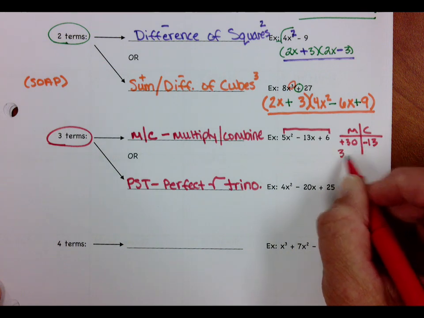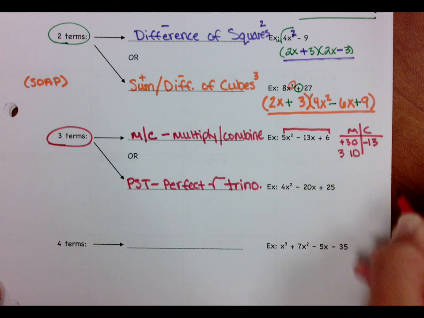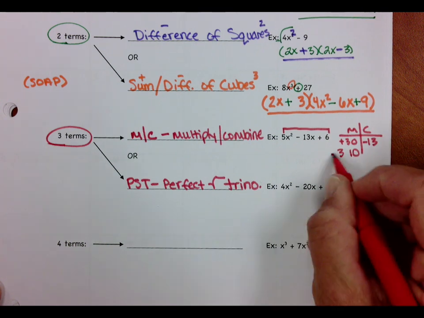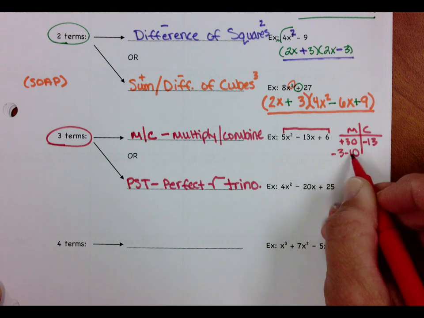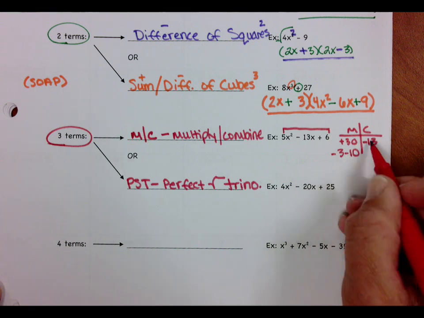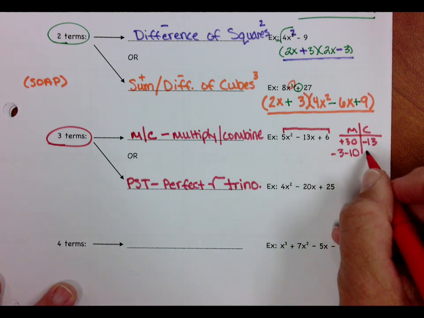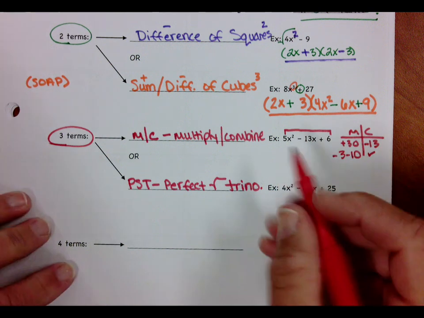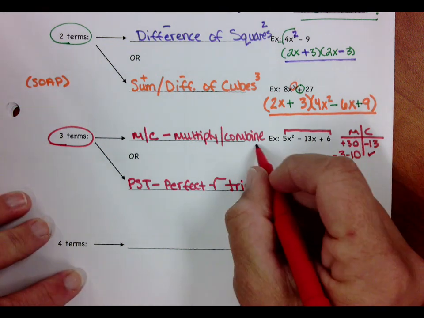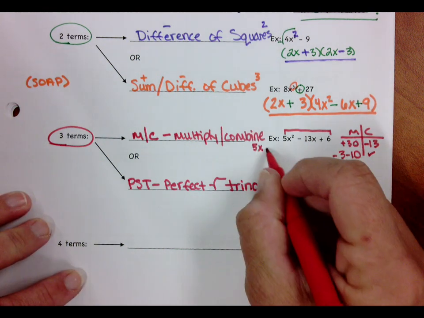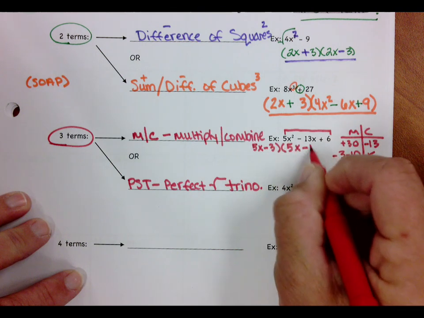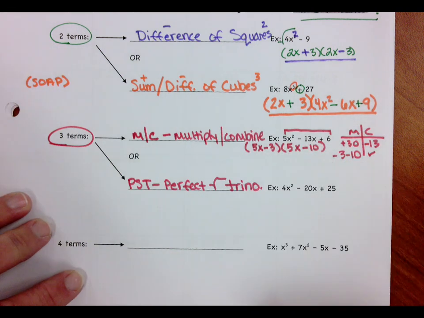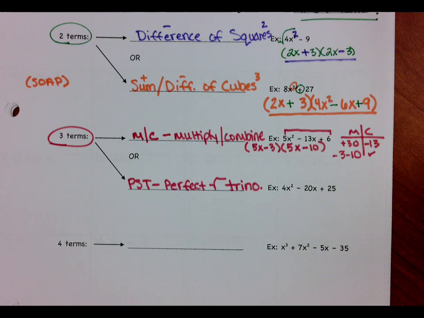Ten and 3, both positive or negative? Both negative. Negative 3 times negative 10 is positive 30. Negative 3 plus negative 10 is negative 13. All right, so then I plug it in. I do 5x minus 3 and 5x minus 10. A bunch of y'all missed this step. So this is a trouble spot.